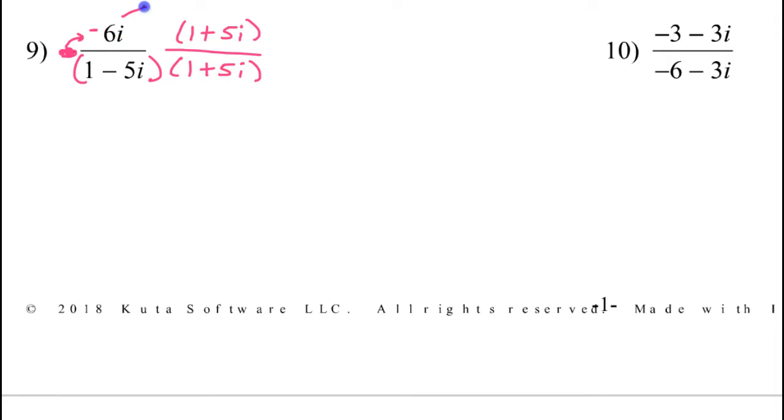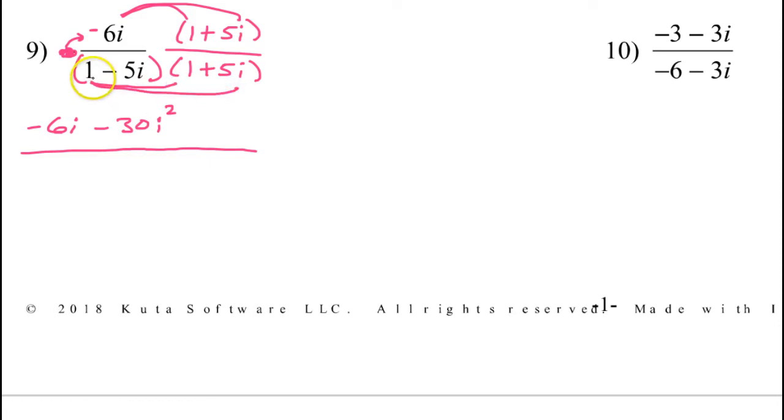Okay, now in the numerator, all I have to do is distribute the negative 6i. So this is going to become negative 6i minus 30i squared. Okay, now down here I need to double distribute. So I need to distribute this 1. So that's going to give me, let's see, 1 times 1 is 1, 1 times 5i is 5i. But then I need to distribute the 5i. So now I'm doing this. Okay, and that's going to give me negative 5i minus 25i squared.